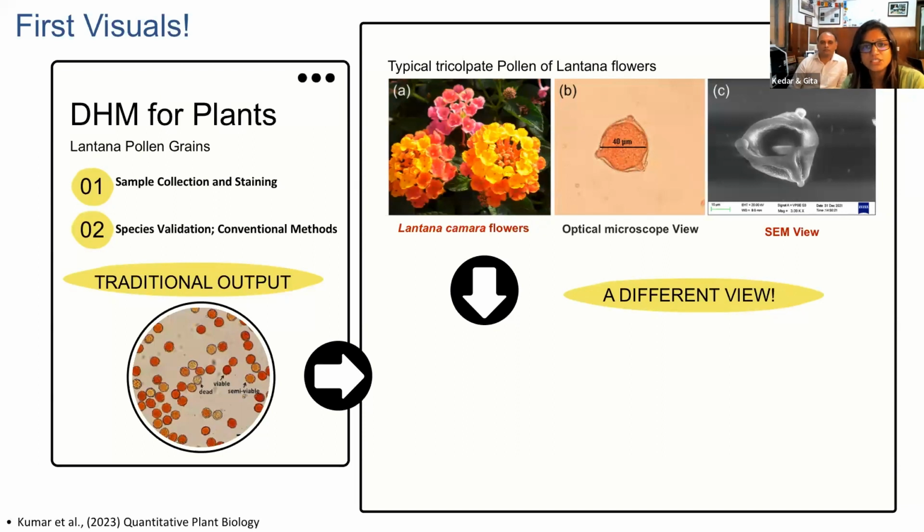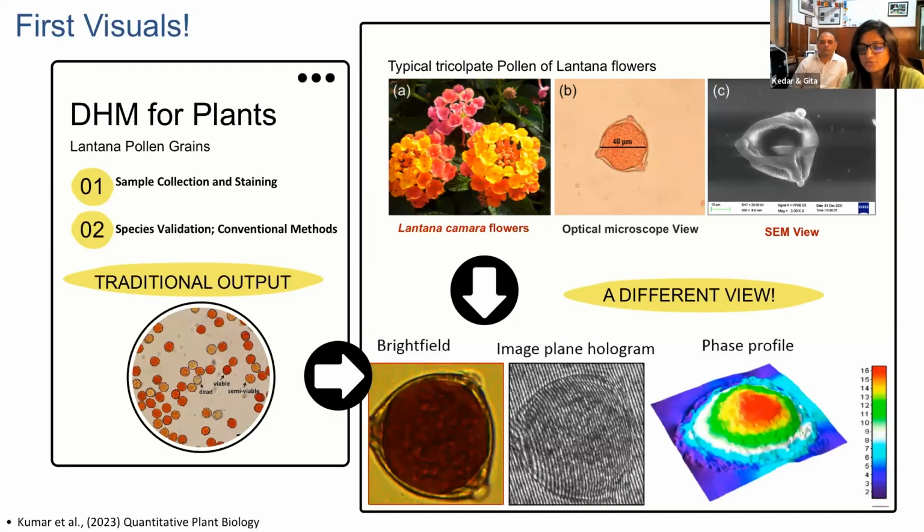And now the DHM reconstruction, the DHM gave us a completely different view, to say the least. What you see here is the bright field image of a regular pollen. It has taken the stain. We know it's viable because it's taken the red colored stain. The image plane hologram figure of the same pollen is the one you see in black and white in the center. And what you see here is a fringe bending pattern. These fringe bending patterns on the hologram are the immediate reconstruction of the microscope.